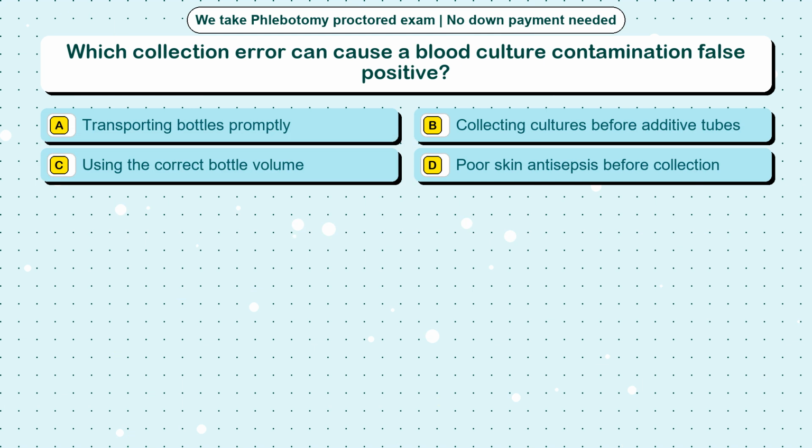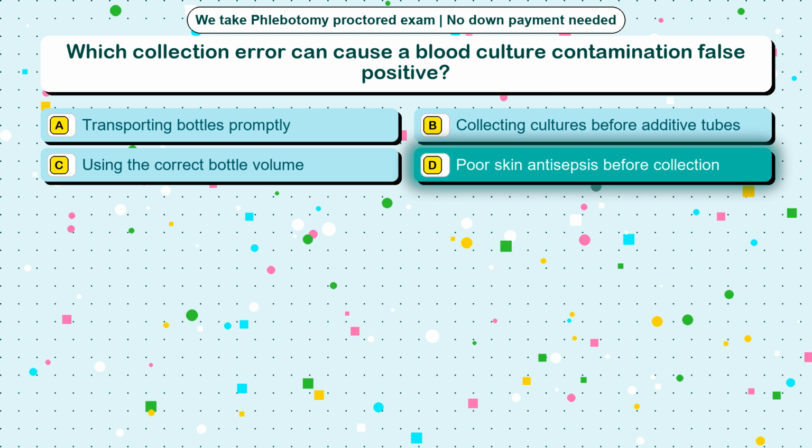Question 42. Which collection error can cause a blood culture contamination false positive? Option A, transporting bottles promptly. Option B, collecting cultures before additive tubes. Option C, using the correct bottle volume. Option D, poor skin antisepsis before collection.